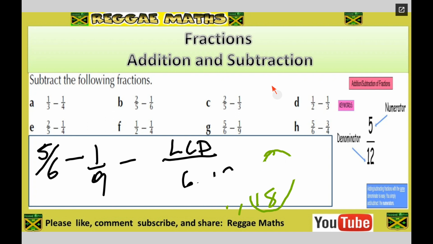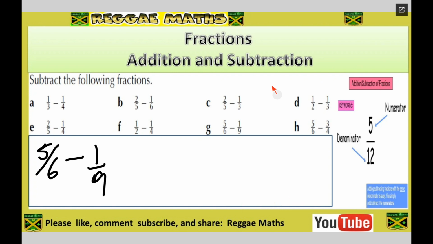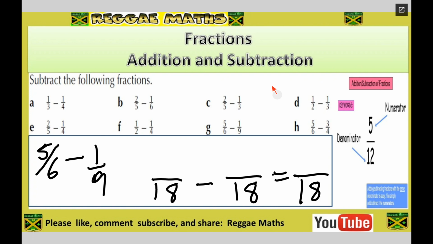So what I'm going to do is basically write this out with the denominator 18. So 18 take away 18 equals 18. Notice I don't need to think about the denominator, it's all 18. Now my question is, what did I do with 6 to get 18? I times it by 3. The same thing you do to the bottom, you do to the top. So 3 times 5 is 15.